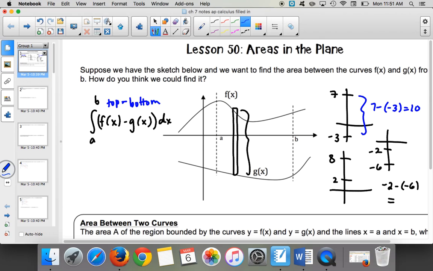So how could this get difficult for us? Yeah, if it crosses the x-axis. What if they cross? What if the top curve then becomes the bottom curve? What if it doesn't just cross the x-axis, but what if they cross each other? Calculus. All right, so let's figure it out.